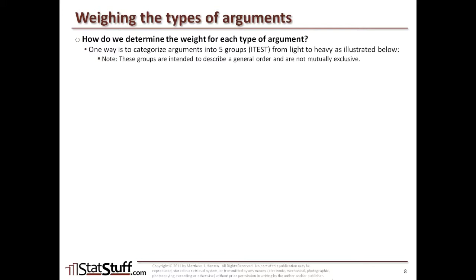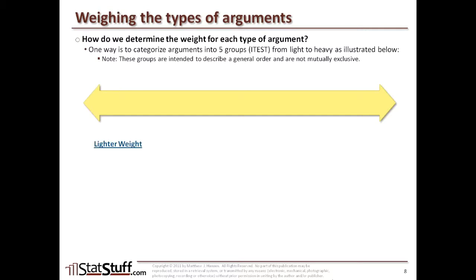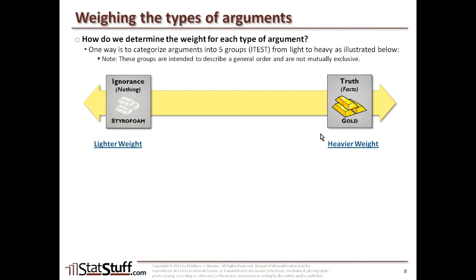Now, these groups that I'm about to show you are not intended to be a mutually exclusive set of groups, but just to show a natural progression from something that's lightweight to heavyweight. So let's just say we have this broad spectrum here, and on one side we've got things that are lighter weight, on the opposite side we have things that are heavier weighted. Like the example we've already shown, on the lighter side we've got ignorance that represents nothing, no basis at all, and we use the construction example here of using styrofoam as our construction material, something again that's very lightweight. And on the opposite side, as we talked about before, we've got truth. That'll be on the far heavy side. And this is the example of gold again in our construction example.